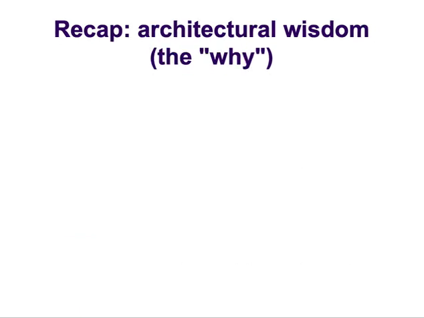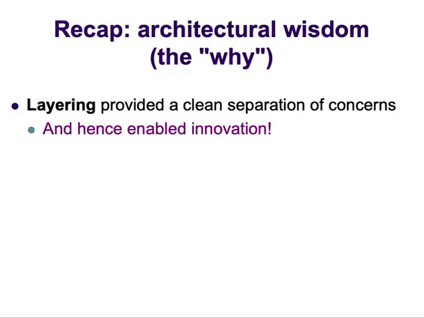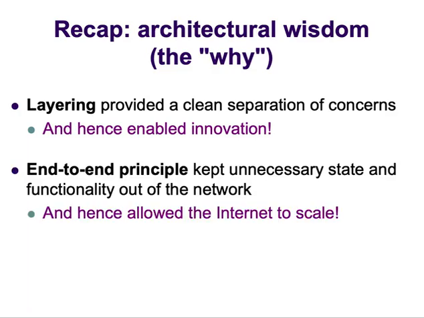On why we did it that way: layering, because it enabled innovation by having a clean separation of concerns. And the end-to-end principle as a decision for what not to put into the network. Sometimes the functionality you don't add is actually more important than the functionality you do add. It kept the network simple and has allowed the internet to scale.